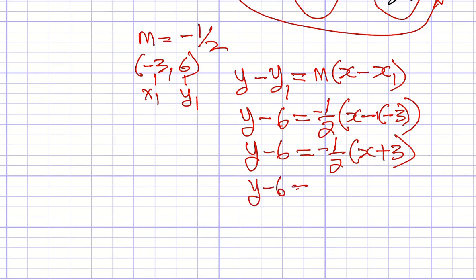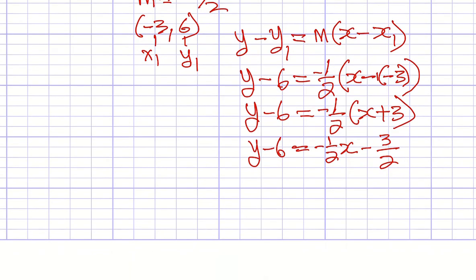y minus 6 is equal to minus half x. Now we're going to remove the bracket, minus 3 over 2. You see it, right? We didn't do any magic. Okay, and then we want to have y by itself, so we say y is equal to negative half x minus 3 over 2 plus 6. Because we'll move 6 over.